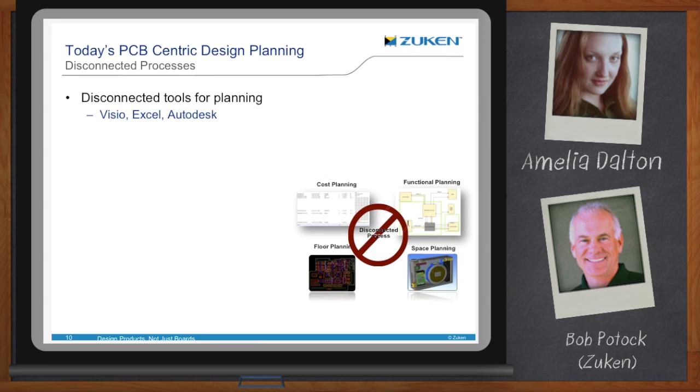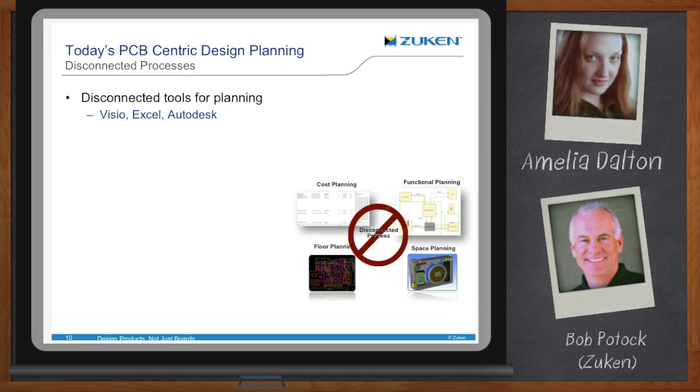So let me give you an example. You might use Visio to draw a functional block diagram. You might use Excel to create a parts list with some cost estimates. You might use Autodesk to design the enclosure. But putting it all together in a single product view is nearly impossible.